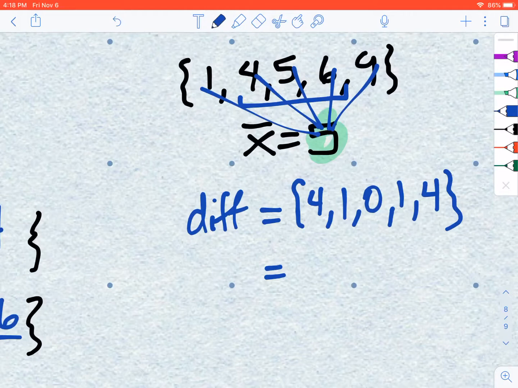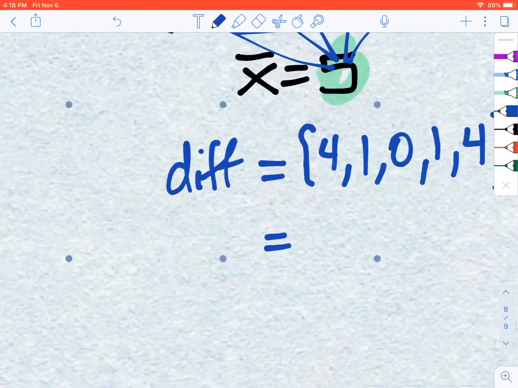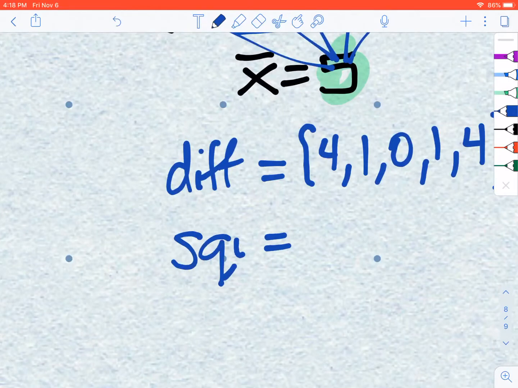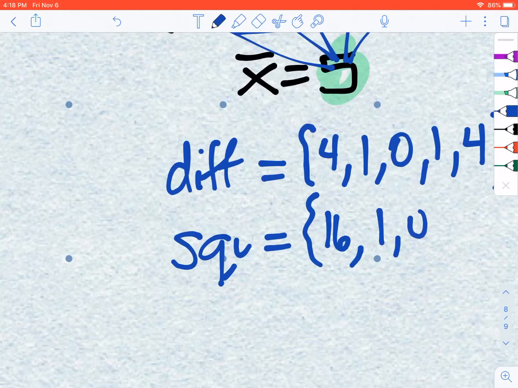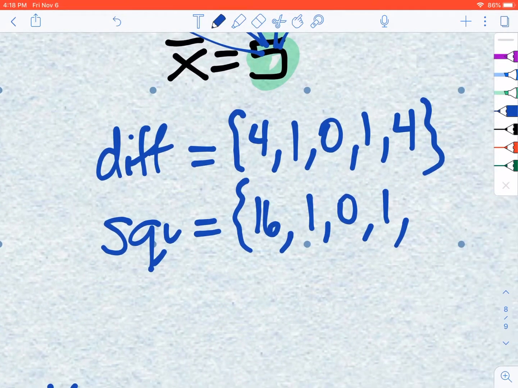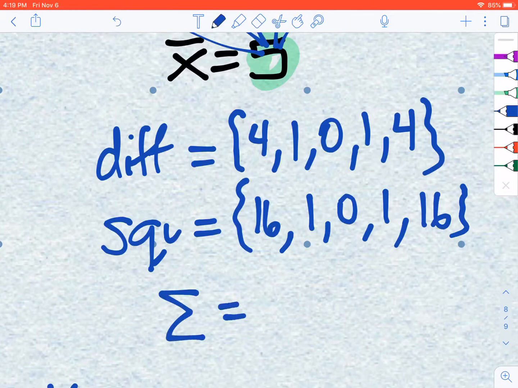All right, now I square. So how did I write that up? No, square. 16. 1 times 1 is 1. And 16. And then we need to find the sum of those items. So sigma. So 16 and 16 is 32. And then I get 34.